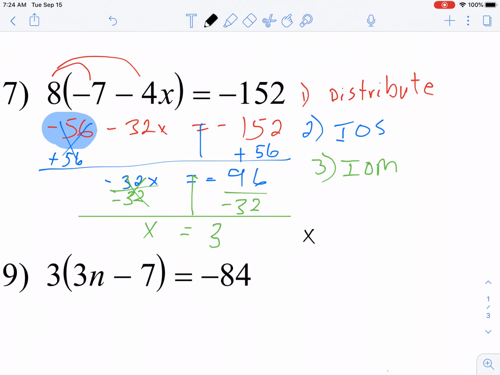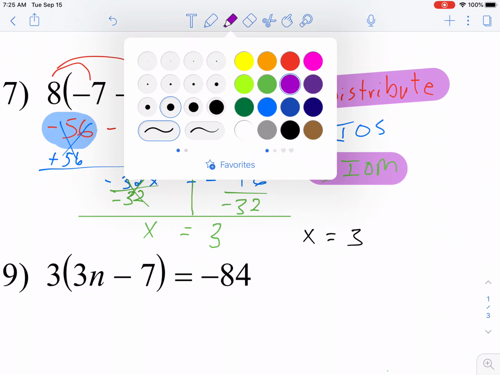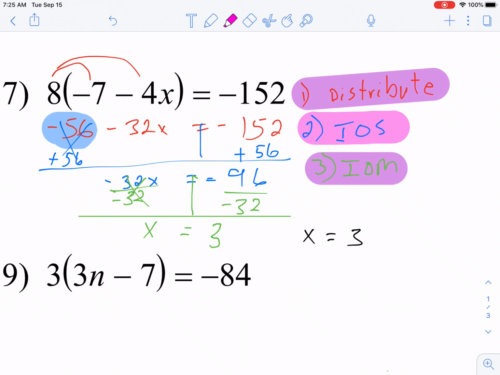Now, the pattern that I was just talking about that you should have noticed is your first step for these problems that look like this is always going to use distributive property. Your last step is always going to be to do the inverse of multiplication. The only one that changes is this inverse of subtraction. Sometimes that's inverse of division. If the number is positive or it says plus, then you're going to do the inverse of addition. So the only one that changes actually is this one here. The other two steps are exactly the same.